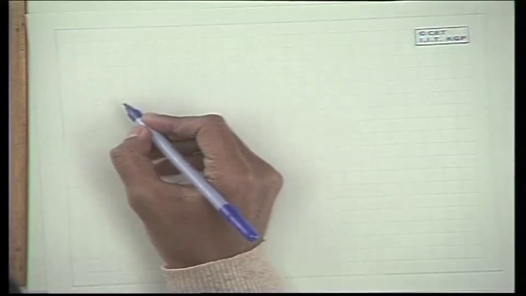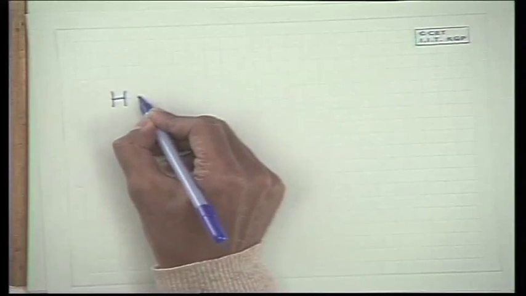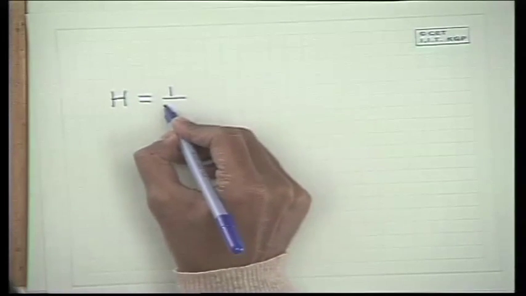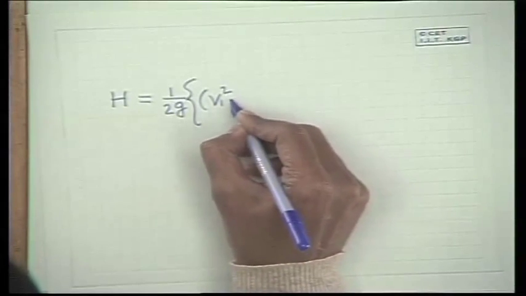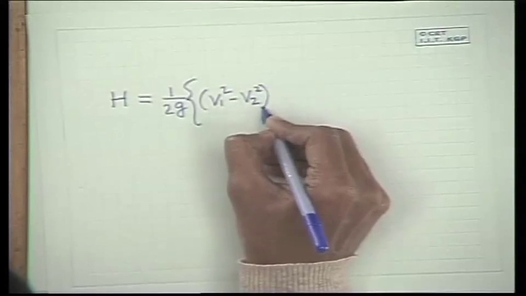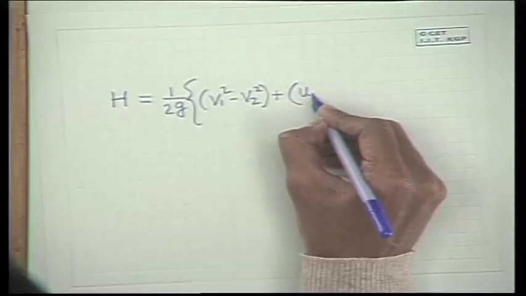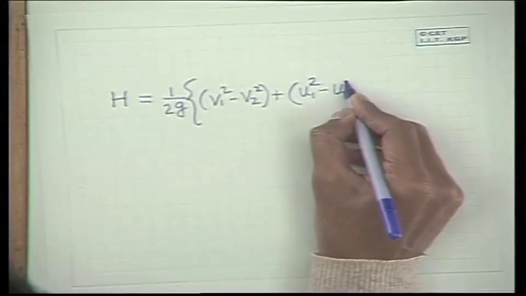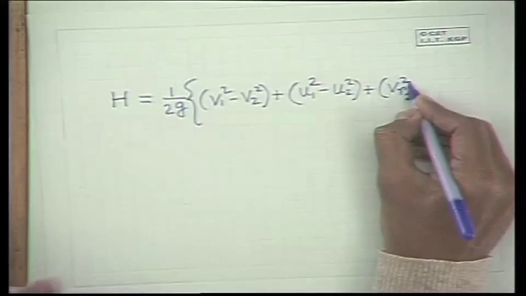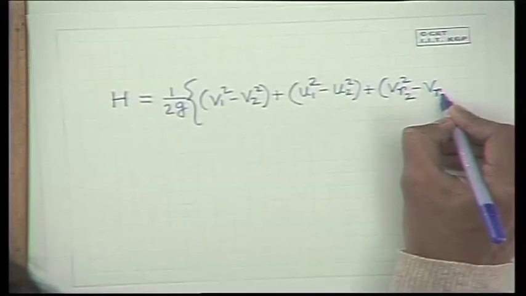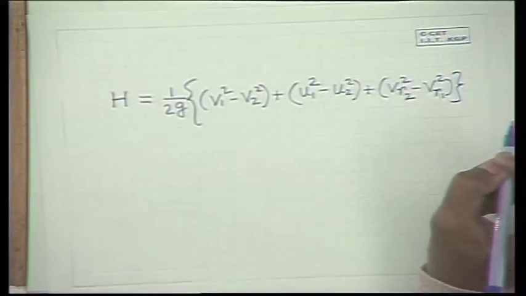Now, in the last discussion, we have recognized that the energy transferred to the rotor of the machine by the fluid, in terms of the energy per unit weight, which is known as head, can be expressed as: 1 by 2g [(V1 square minus V2 square) plus (U1 square minus U2 square) plus (Vr2 square minus Vr1 square)].